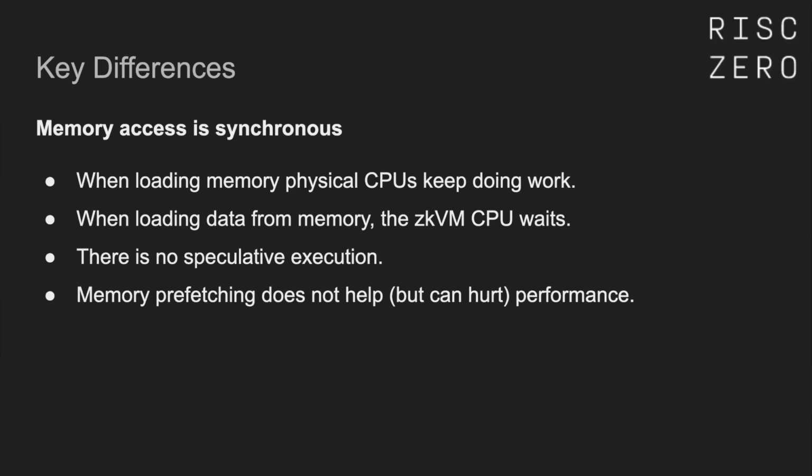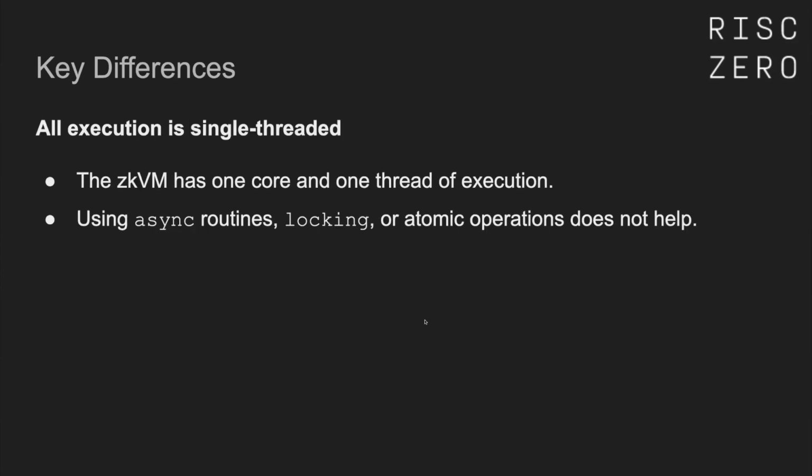As a practical matter, this means that memory prefetching and other techniques people use to take advantage of the asynchrony of memory access do not help performance in the zkVM and can hurt performance. Similarly, all execution in the zkVM is single-threaded. The zkVM essentially has one core and one thread of execution. Using async routines, locking, or atomic operations will not help performance, and will basically only cost extra cycles.